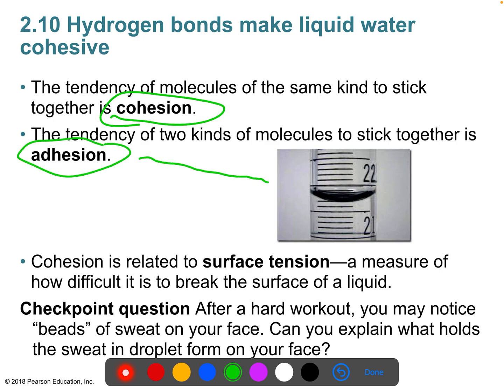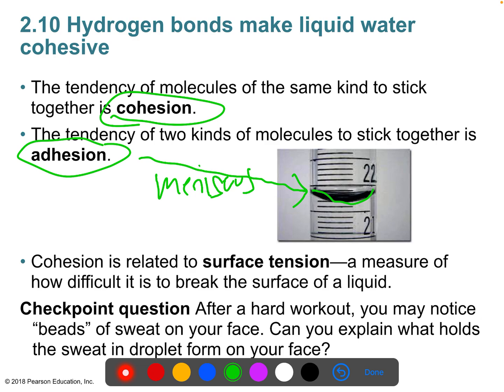And you can see this demonstrated here in the graduated cylinder. See the curvature of the water here? That's called a meniscus. And that phenomenon occurs because the water sticks to the side of the graduated cylinder. So when you're reading a volume of liquid, you have to actually read the bottom of the meniscus to get an accurate reading. So water sticks to itself, that's cohesion. It sticks to other things, that's adhesion.